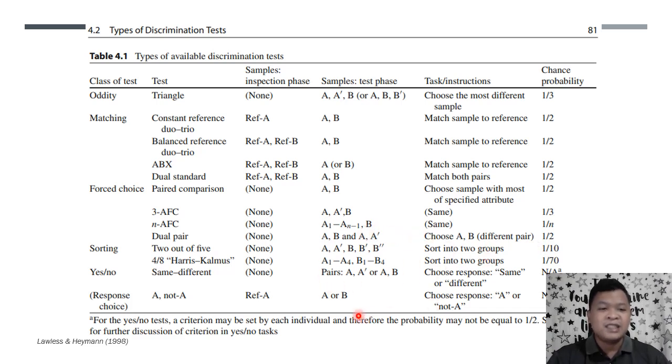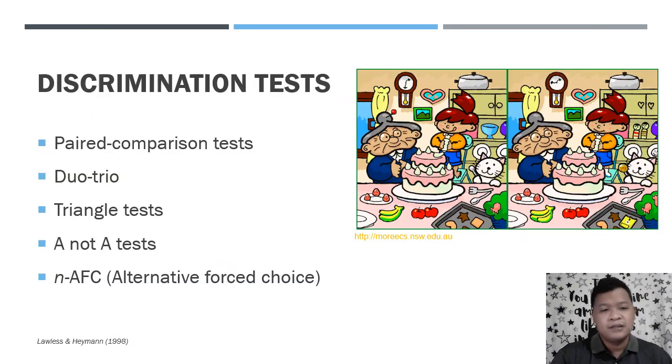Right, so we'll be discussing some of this later on, in the next module. So let's just proceed to the next module for that one, or sub-module rather. We'll be focusing on some of the discrimination tests, namely the paired comparison, duo-trio, triangle, A not A, and an alternative forced choice method. So that will be in 7B and C.